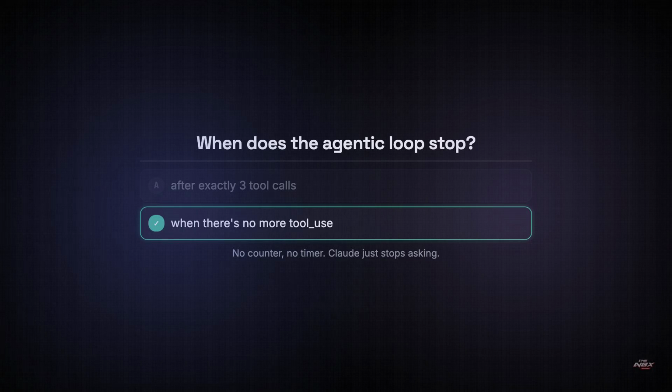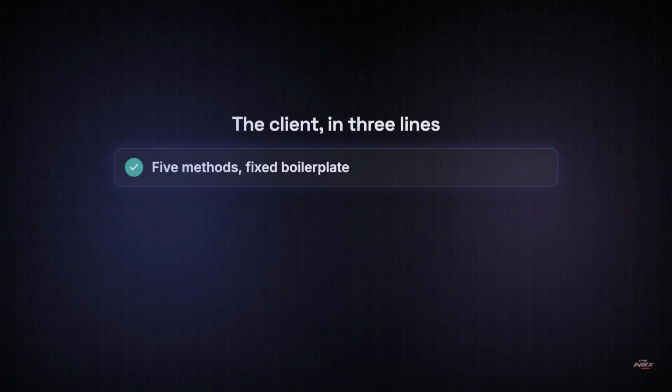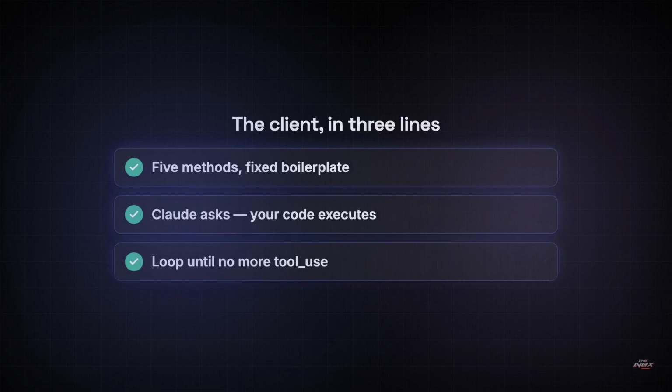There's no counter and no timer. Claude simply stops asking, and a reply with no tool use is Claude talking to the user instead of to your code. 3 lines to carry. There are 5 client methods, and the connection code around them never changes. Claude asks, and your code is what executes. And the loop runs until Claude stops asking.